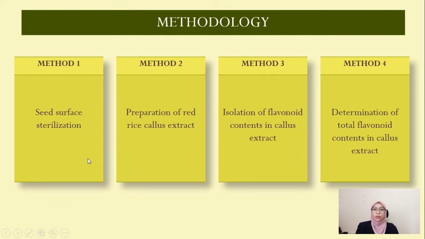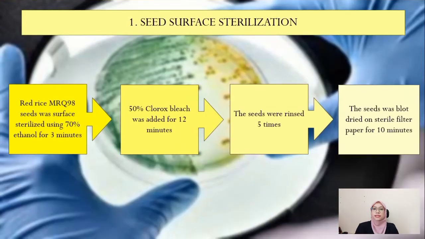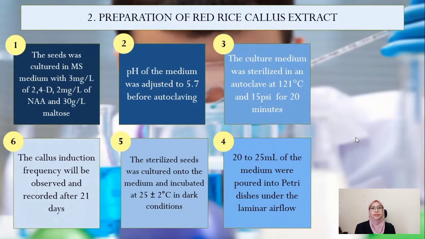So without further ado, method number 1 is seed surface sterilization. Firstly, red rice MRQ98 seeds were surface sterilized using 70% ethanol for 3 minutes and 50% Clorox bleach was added for 12 minutes. Then the seeds were rinsed 5 times and blow dried on a sterile filter paper for 10 minutes.